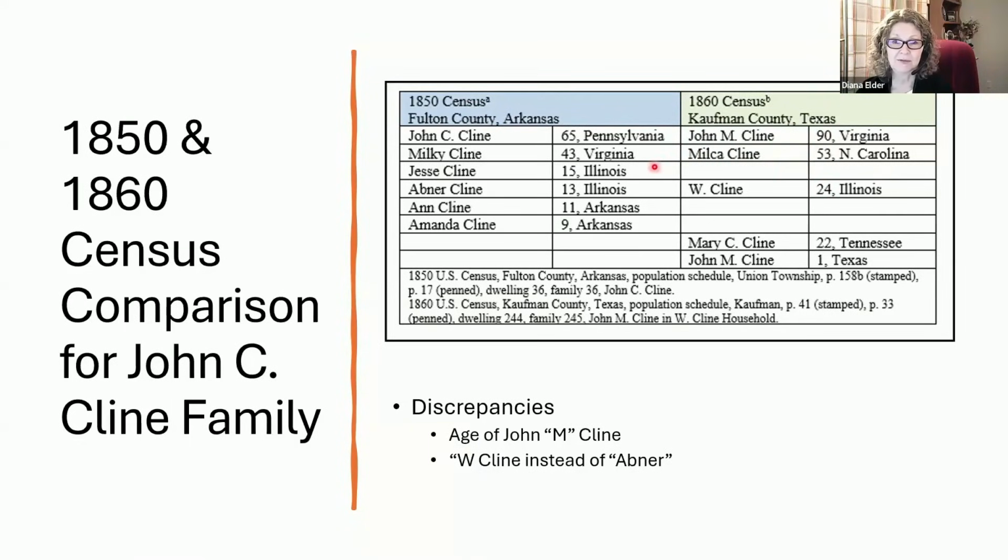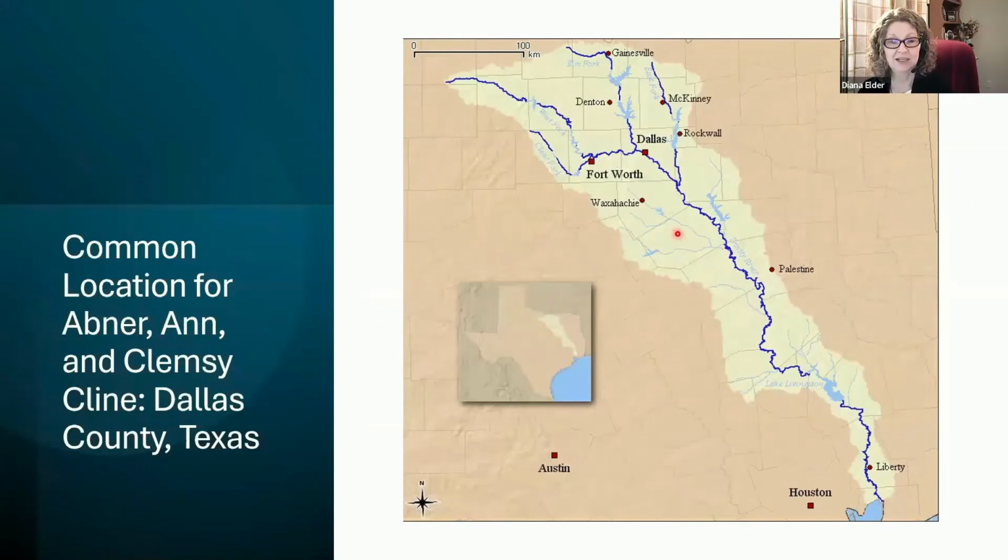However, birthplace is different. We have got this W. Cline who lines up with Abner, both born Illinois, and 24 versus 13, which would work. And then we've got these younger, a probable wife of W. Cline, possibly Abner, and then a son. So we've still got some contradictions here, don't we? Some significant conflicts.